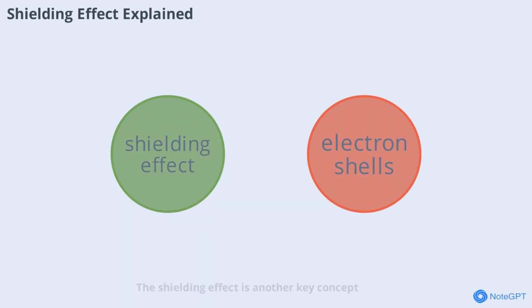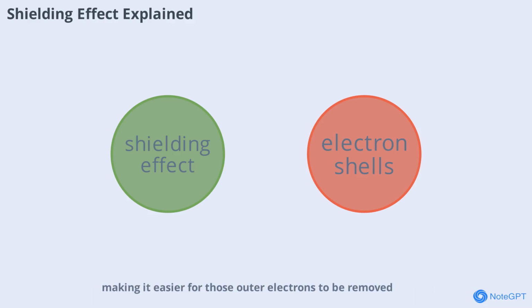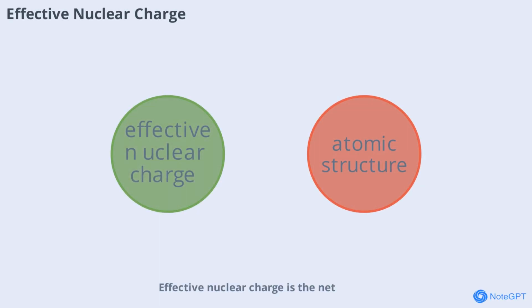The shielding effect is another key concept. Inner electrons block the attraction between the nucleus and outer electrons, making it easier for those outer electrons to be removed. As you move down a group, the shielding effect increases, which is why ionization energy drops and atomic size grows. Effective nuclear charge is the net positive charge experienced by outer electrons. As you move across a period, the effective nuclear charge increases, pulling electrons closer and shrinking the atom. This concept helps explain why atomic size decreases and ionization energy increases across a period.